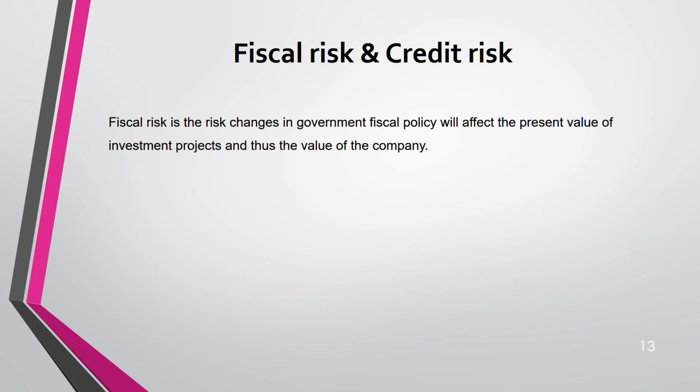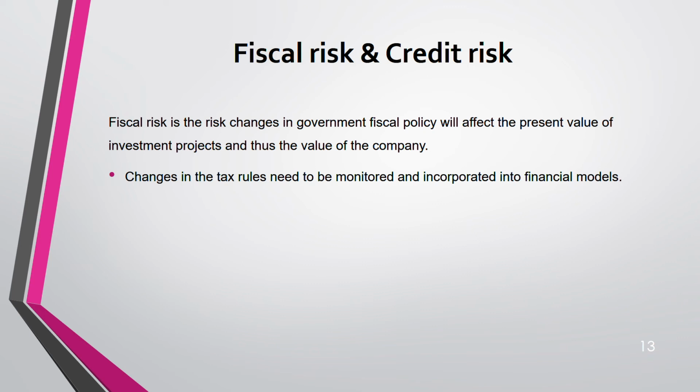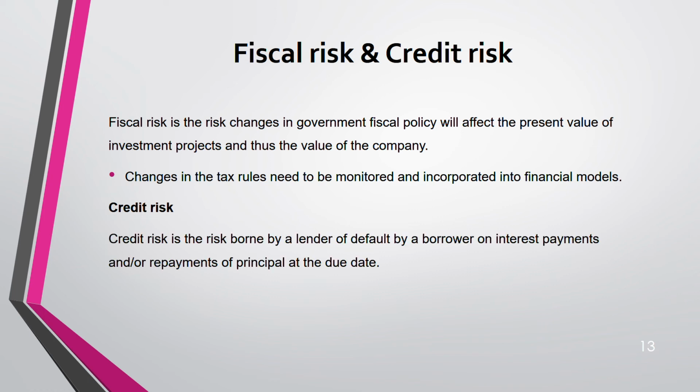Fiscal and credit risk. Fiscal risk means government, it's like a government policy. Okay. Either they change the tax rule or they change the government spending to control demand. Credit risk is when the borrower defaults on its payment, either the principal amount or the interest payment.